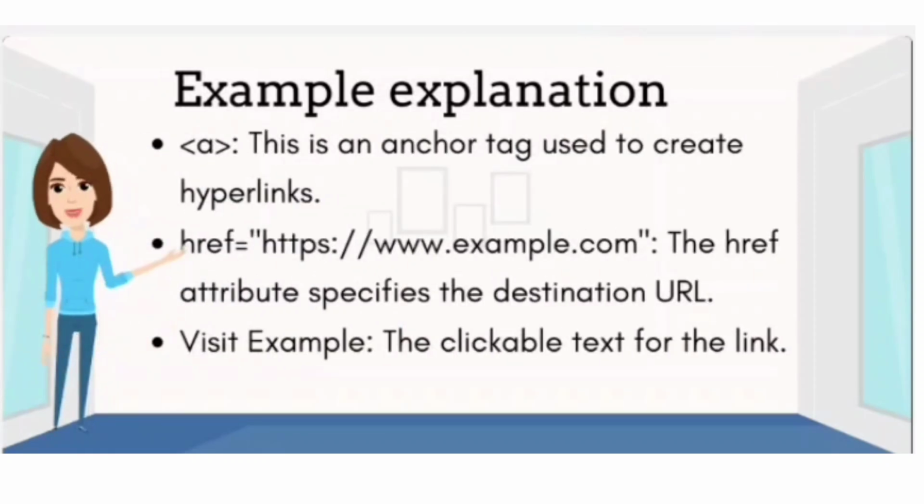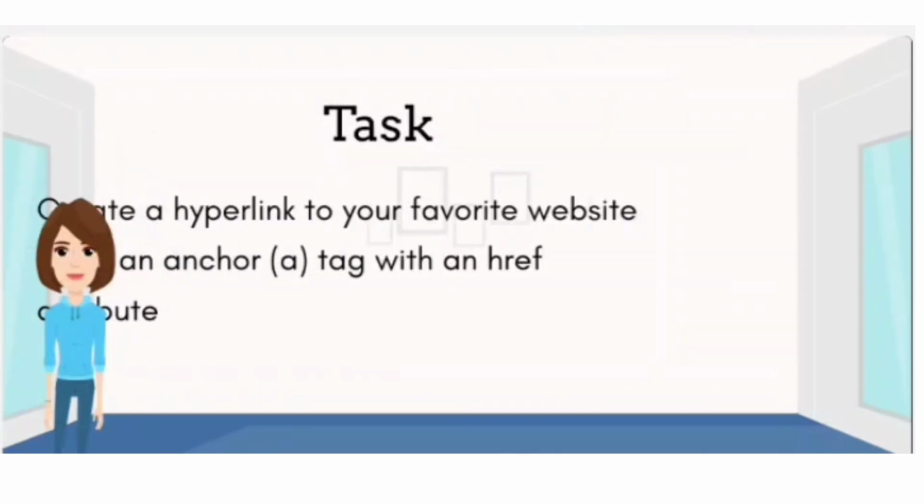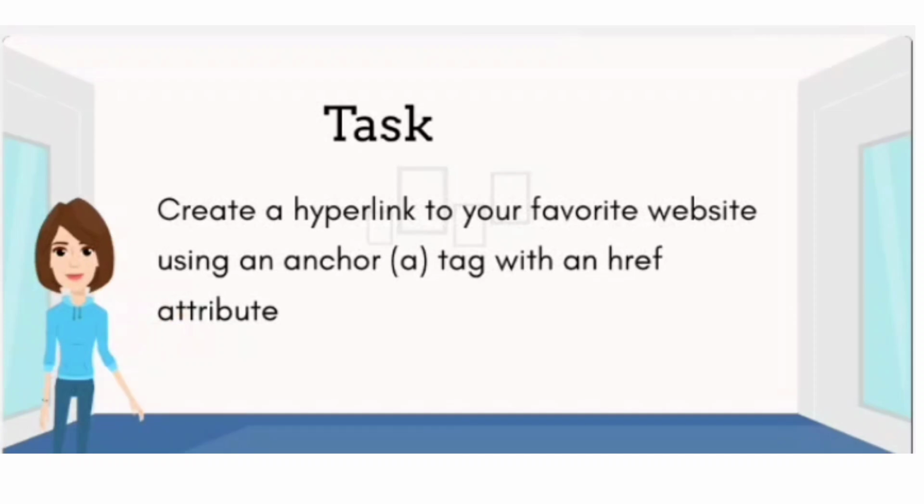A tag is an anchor tag used to create hyperlinks. The href attribute specifies the destination URL, and visit example is the clickable text for the link. Here is the task. Let's create a task based on the following information. Create a hyperlink to your favorite website using an anchor tag with an href attribute.